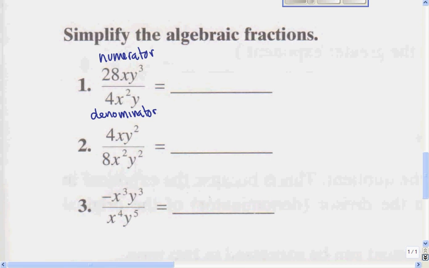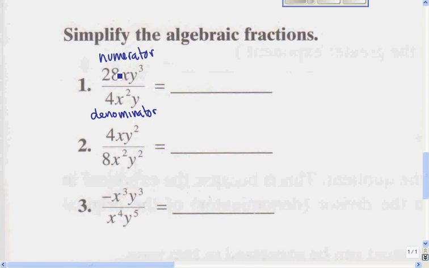Got it? Okay. The second thing you need to know is that when you're subtracting the variable exponents, the larger exponent determines where the variable will end up. The larger exponent will determine if the variable is going to be a denominator or if the variable is going to be a numerator. Okay? Let me give you an example.